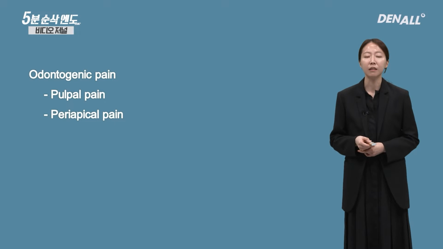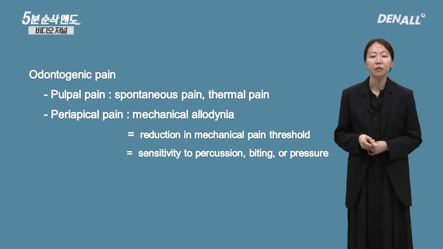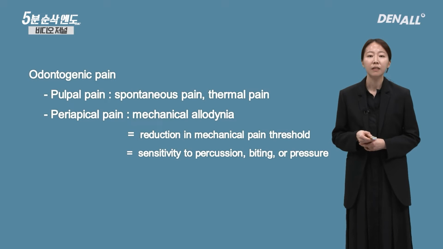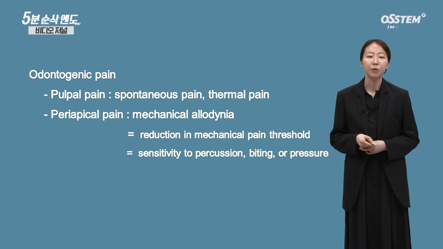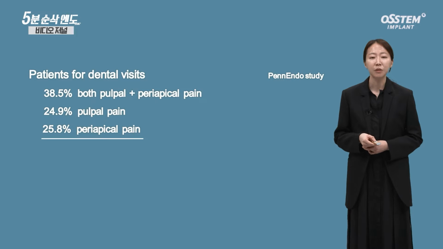In the maxillo-orofacial sphere, the most common pain is odontogenic pain, which can be divided into pulpal pain and periapical pain. Pulpal pain can be expressed as spontaneous pain and thermal pain, and periapical pain as mechanical allodynia. In this case, the patient feels pain even though there's no stimulation due to a reduction in mechanical pain threshold. The patient shows sensitivity to percussion, biting, or pressure. The pulpal pain and periapical pain can appear at the same time or separately.